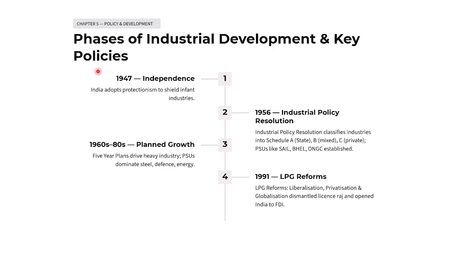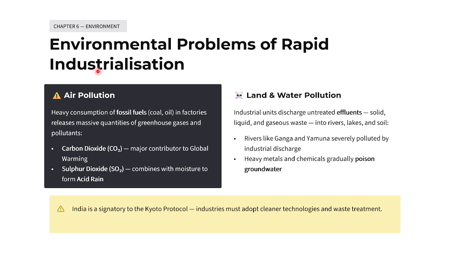Phases of industrial development and key policies: 1947 independence, where they protected against imports from other countries; the industrial policy in 1956 and planned growth; and in 1991 the liberalization, privatization, and globalization reforms. Then, environmental problems of rapid industrialization.